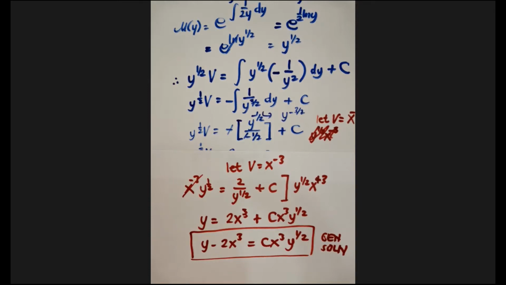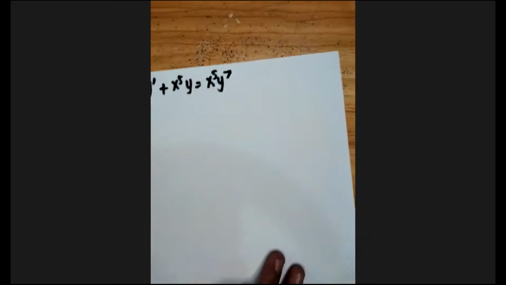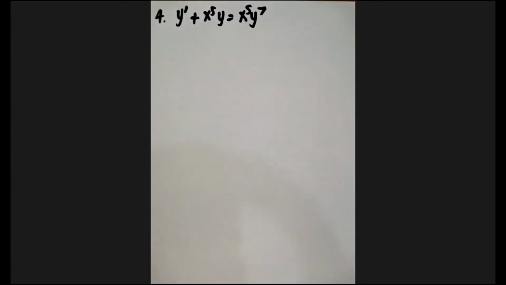Okay, so why don't you try this one? Number 4. It's easy. Try this first. So y prime is equal to, no wait, y prime plus x raised to 5 y is equal to x raised to 5 y raised to 7.